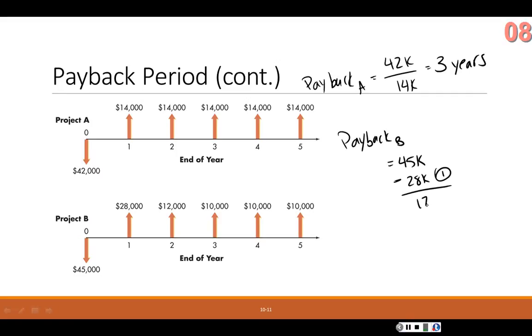So we still have $17,000 left to recoup at the end of year 1. In year 2, we recoup $12,000 of our investment. So we still have $5,000 left. $5,000 is less than the $10,000 you receive in year 3, so you divide by the cash flows in year 3 to give you 0.5. So it takes 2.5 years to recoup your initial investment with project B. So the payback period is 2.5 years.